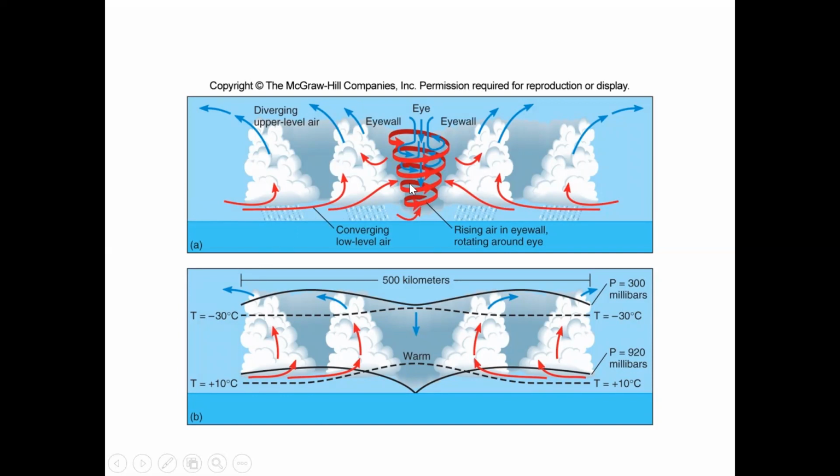All right, so you can see here, this is the pressure. You can see how the pressure is at a minimum right at the eye, at the surface. You can see the temperature slightly increases here because this warm air is rising there. So you can see the lower pressure at the center of the eye.